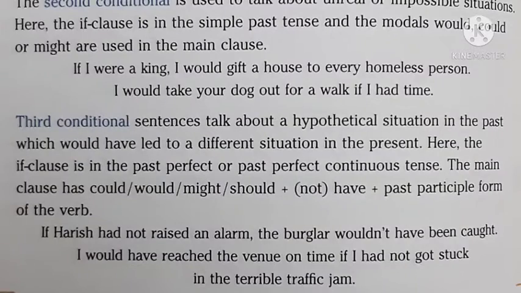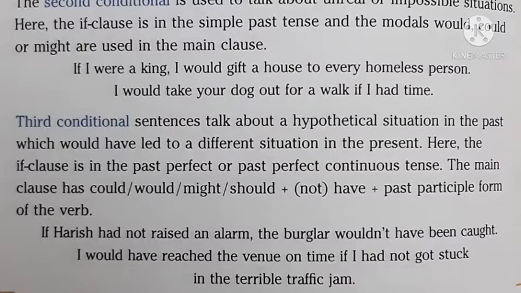Now let's look at the third conditional sentences. Third conditional sentences are used to talk about a hypothetical situation. Hypothetical means an imaginary or a suggested situation which need not be a real or true situation. A situation that happened in the past and which may lead to a different situation in the present. So the if clause should be in the past perfect tense. Past perfect means had plus the third form of the verb, had written, had spoken, or past perfect continuous tense.